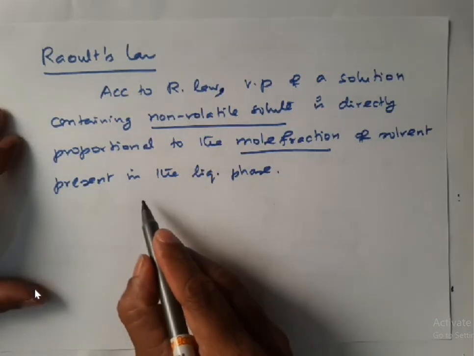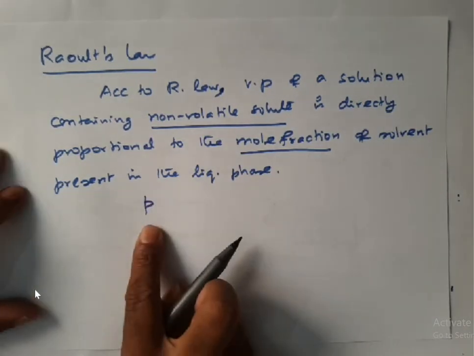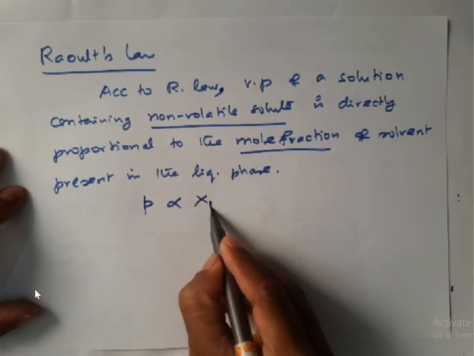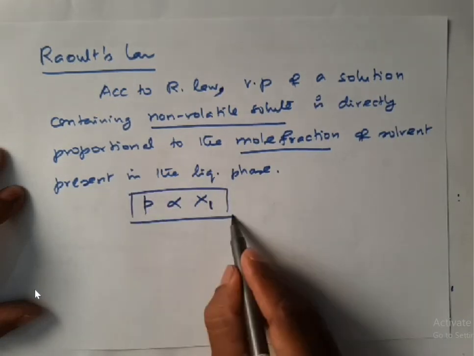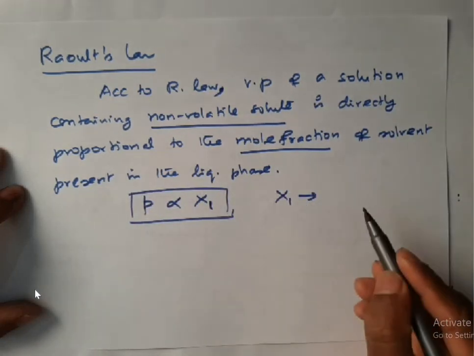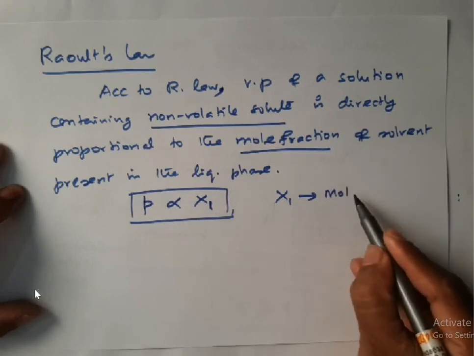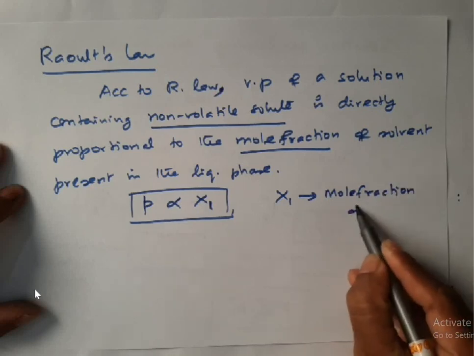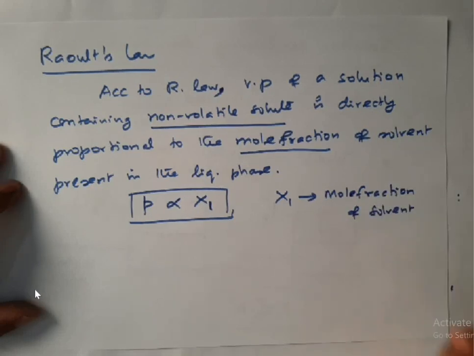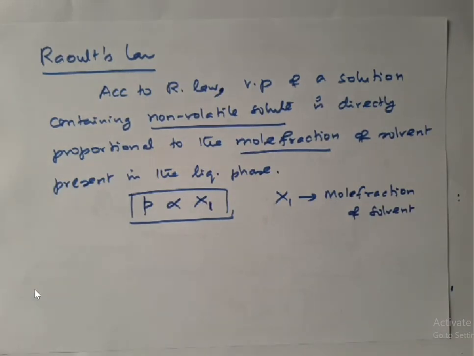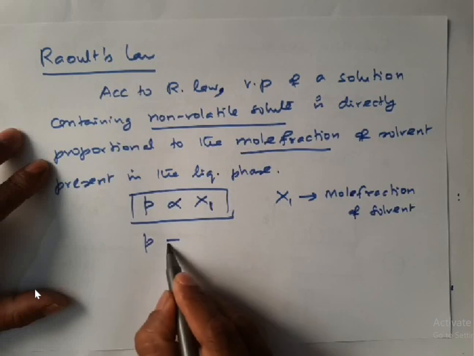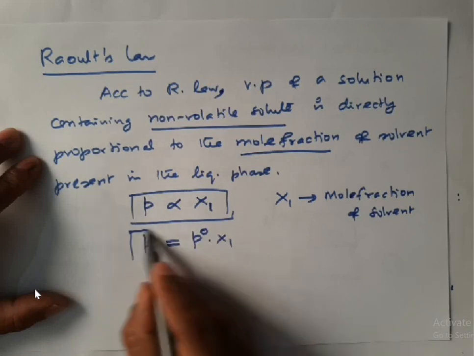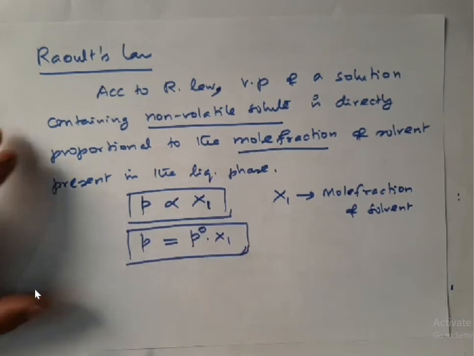So I can write like this: vapor pressure of solution is directly proportional to mole fraction of solvent present in the solution. What is x1, students? x1 means mole fraction of solvent. Or if I equate this, we should introduce a constant. That constant is P naught. What is P naught here, students?